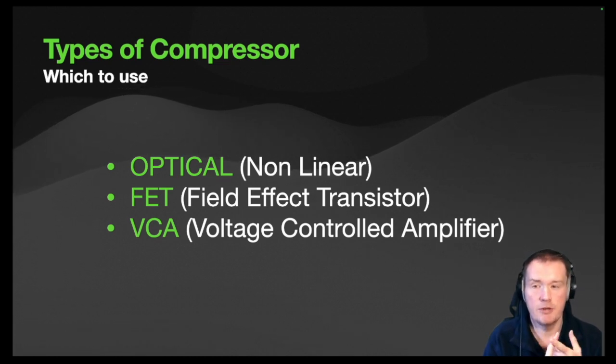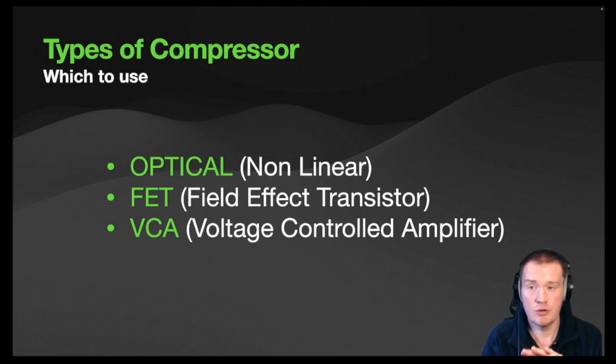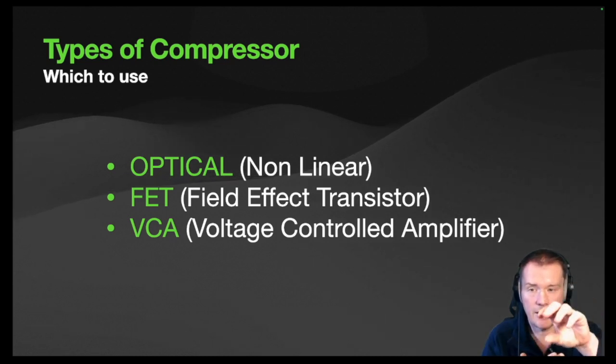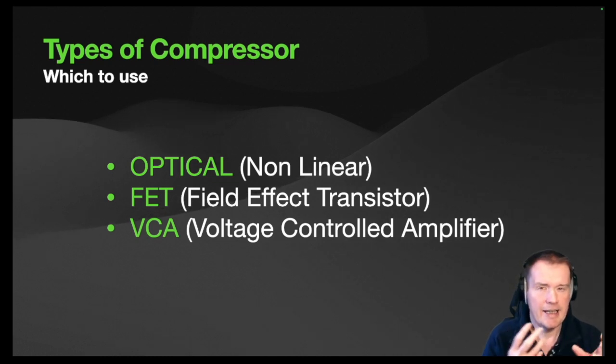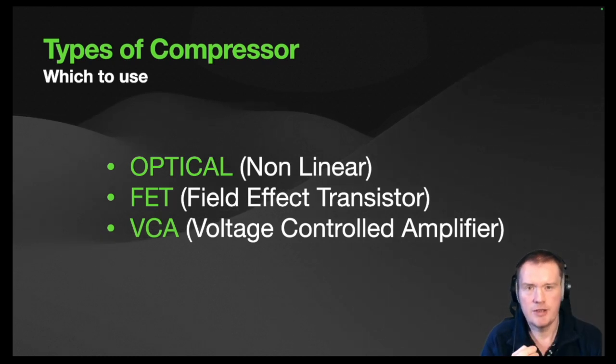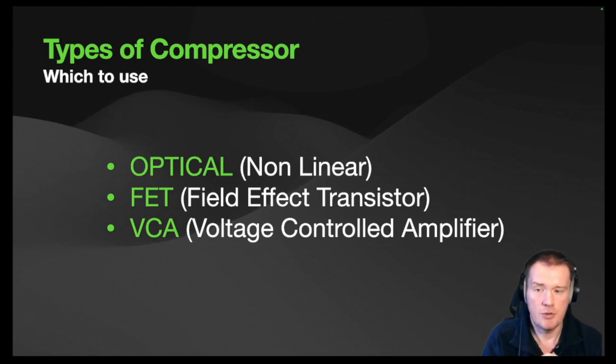An optical compressor simulates the idea of converting an electrical audio signal into light, and then that light affecting a light dependent resistor, which then fades. This gives a non-linear effect to it. So it changes the physics by converting from audio to light and then back again.